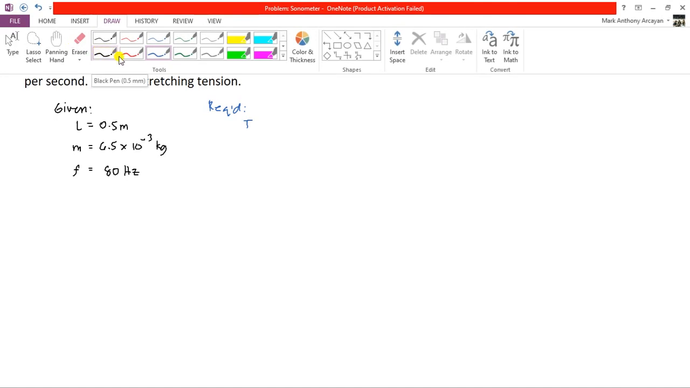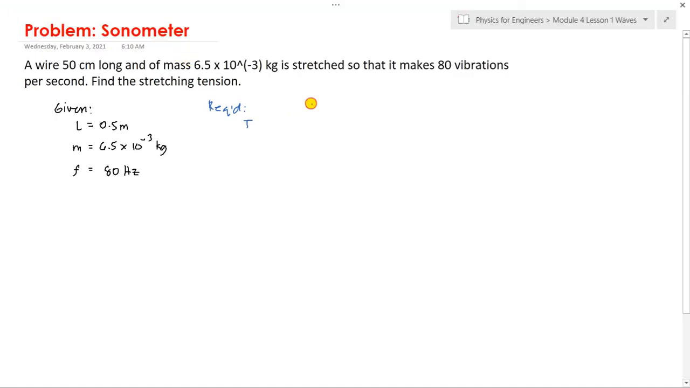So, solution. Using the previous equation that I discussed, for a sonometer, or for a vibrating string or wire, the frequency is equal to 1/2L times the square root of the tension over the linear mass density. Since we are after T, we can just take the square of both sides. That would be F squared equals 1 over 4L squared times T over mu. Solving for T, we have T is equal to 4L squared F squared times mu.